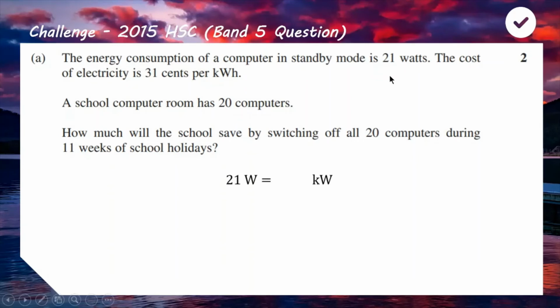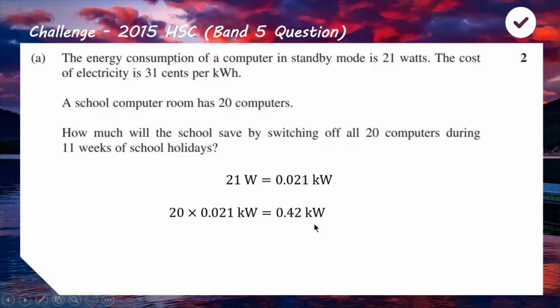So first things first, if our computer is using 21 watts, we need kilowatts. So I want you to think how we get from 21 watts to kilowatts. Just like the last two examples, we are dividing by 1,000, giving 0.021. Now that is just one computer. If you've read carefully, this school has 20 computers, which means we're not going to use 0.021 kilowatts. We're going to use 20 times that. We're going to use 0.42 kilowatts. So this is how much power is being used to run our lab.